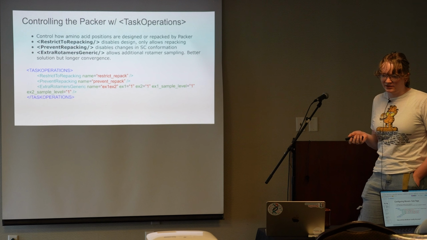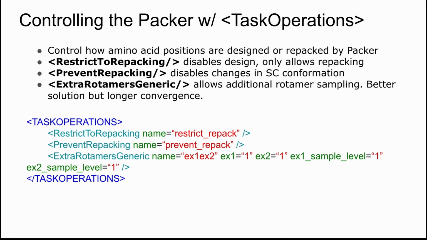Okay, so moving on to the packer. We can control it with task operations, and this is going to control how the designing or the repacking parts of the packer work. This is a really important one, restrict to repacking. It disables the design part of the packer and only allows the repacking element of it. Prevent repacking disables any changes in the sidechain conformation. Extra rotamers generic allows for additional rotamer sampling. It'll give you a better solution, but it'll take a little bit longer. And that's what these look like in the actual task operations: restrict to repacking, prevent repacking, then extra rotamers generic.